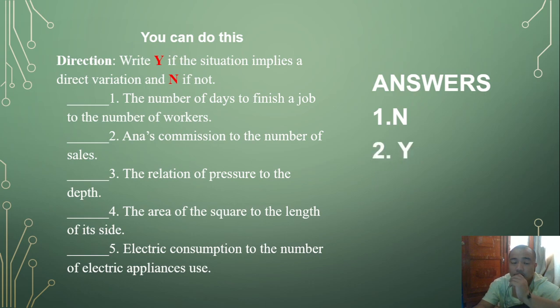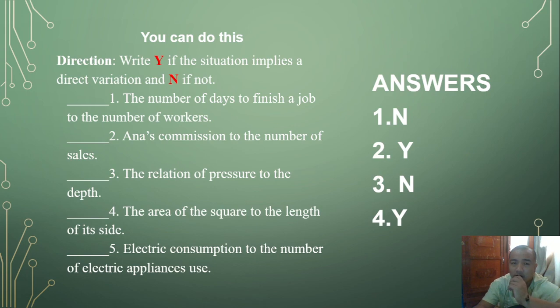Number 2, Anna's commission to the number of sales. Yes, direct variation. As Anna's commission goes higher, the number of sales goes higher also. How about number 3, the relation of pressure to the depth? No, that's not an example of a direct variation. Number 4 is yes, the area of a square to the length of its side. As the side increases, the area also increases.